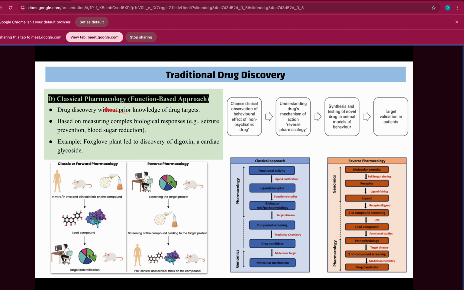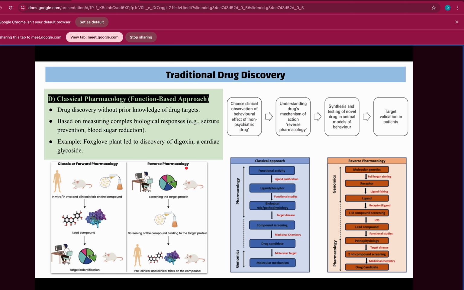So this type of study comes under classical pharmacology, in which we know the function but we do not know the target. For example, the foxglove plant led to the discovery of digoxin, which is a cardiac glycoside. This is generally a blood thinner which thins the blood and can help patients who have clots in the blood or who could suffer from cardiac arrest. So this was known, but how it works was not known. This comes under the function-based approach, also known as forward pharmacology, where we know the function of the drug but we do not know where it binds to.